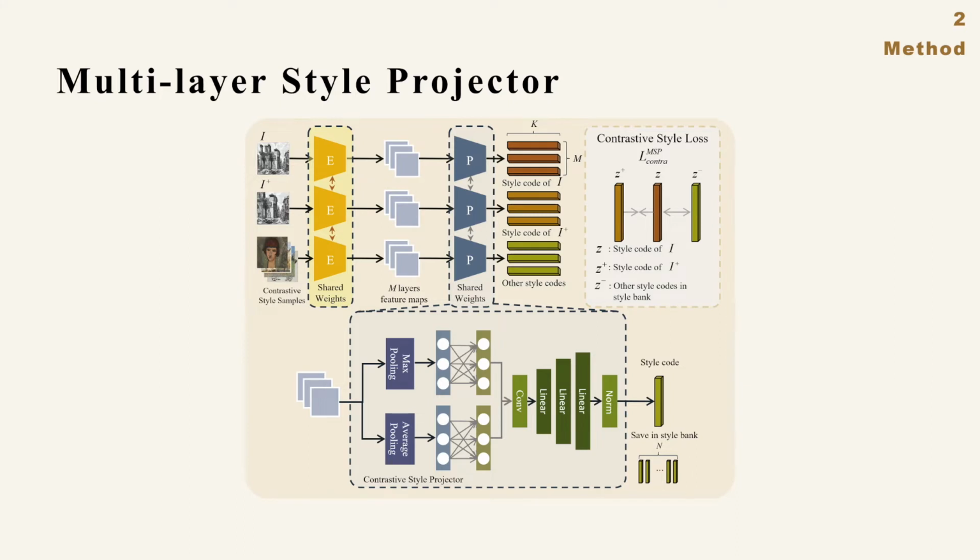The style codes of other artistic images in the style bank will be used as negative samples. We compute a contrastive style loss based on these style codes. Instead of using features from a specific layer or a fusion of multiple layers, the projector projects features of different layers into separate style latent spaces to encode local and global styles.